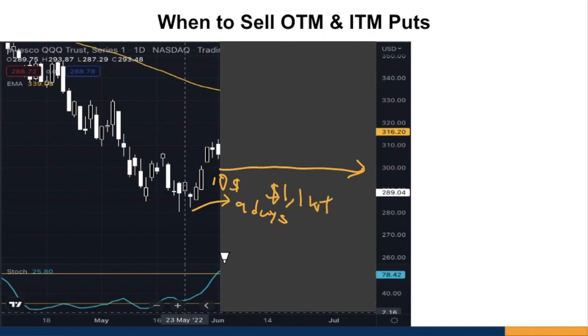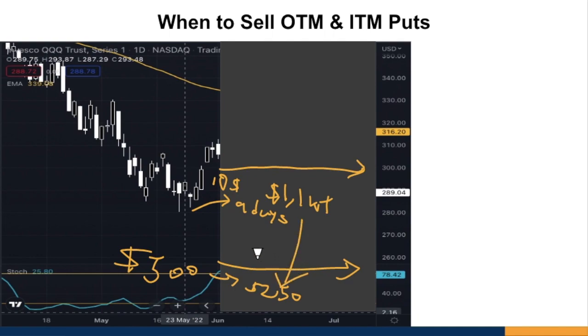Had I sold the 260, the chances are that my $500 would only go to $250, which is significantly lesser than this. Now what if I actually was wrong, right? I mentioned this in the other video as well. If you want to sell an in the money put, you need to be comfortable with being assigned on the put, and that means that if I sold at the 300 strike price, I have to feel comfortable buying 100 shares at 300.